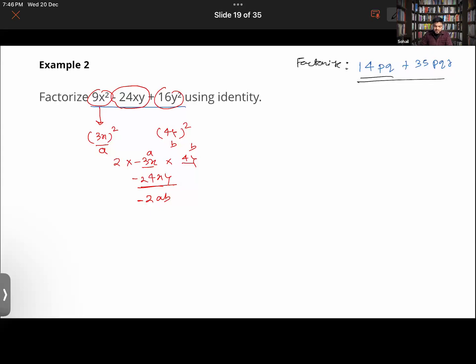So basically हम क्या करते हैं ना, terms को expand करते हैं. 14 PQ can be written like 2 into 7 into P into Q, and 35 PQR can be written as 5 into 7 into P into Q into R. Thereby we find the common in them. 7 is common, PQ is common. So we will write the common terms first, that is, you write the 7 PQ. Then whatever is left, you will be basically adding them or subtracting or doing whatever operation is between the two terms here. So thereby it is 2 plus 5 R. Okay. So hope that is clear.